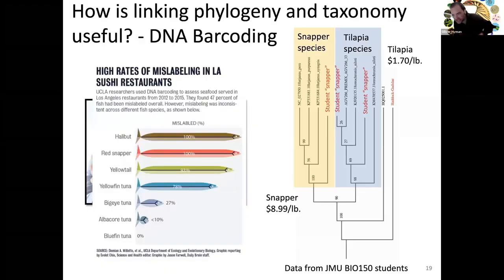And this is a trend that's seen not only here in Harrisonburg, but all over the place. So this is from a larger study based on LA sushi restaurants looking at the percent of fish mislabeled from 2012 to 2015. And they found that 47% of fish had been mislabeled overall, with trends across different species, especially with red snapper and halibut and yellowtail and yellowfin tuna. So this is a trend that we're seeing not just locally, but all over the place.